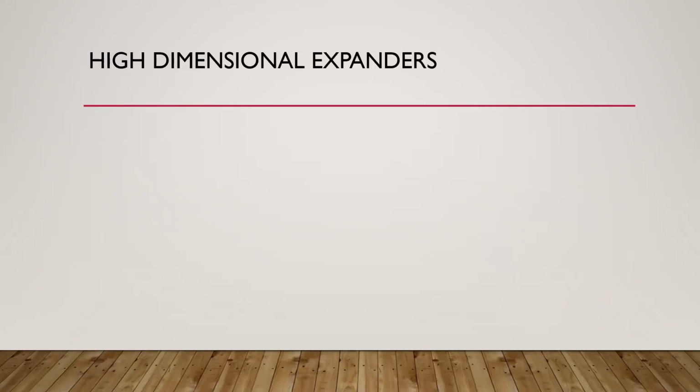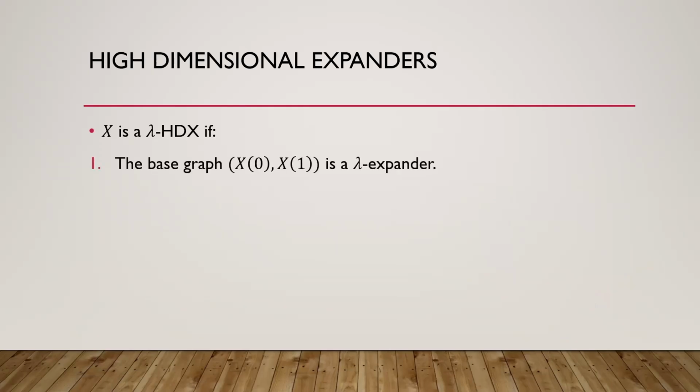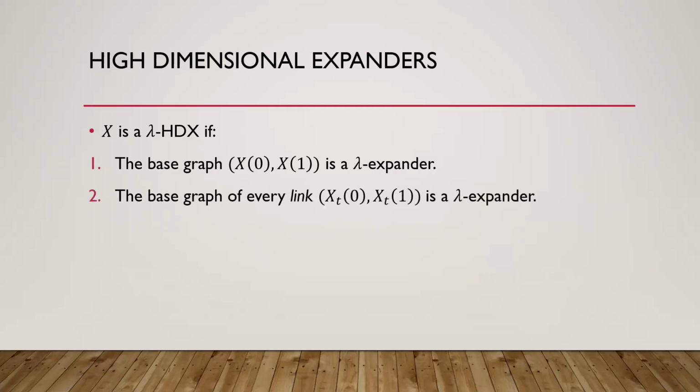And I'll also remind you the definition of a high-dimensional expander. We say that X is a lambda HDX if, first of all, the base graph, only consisting of vertices and edges in X, is a lambda expander graph. And the base graph of every link in X is also a lambda expander graph. Of course, when I say every link, I mean every link which actually has vertices and edges, right? For top-dimensional faces, the link is empty.